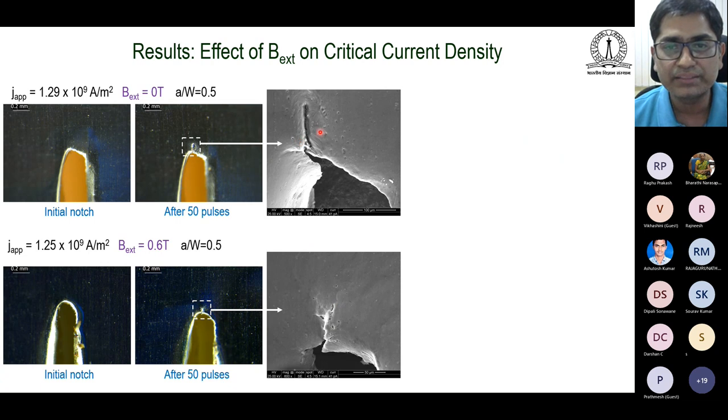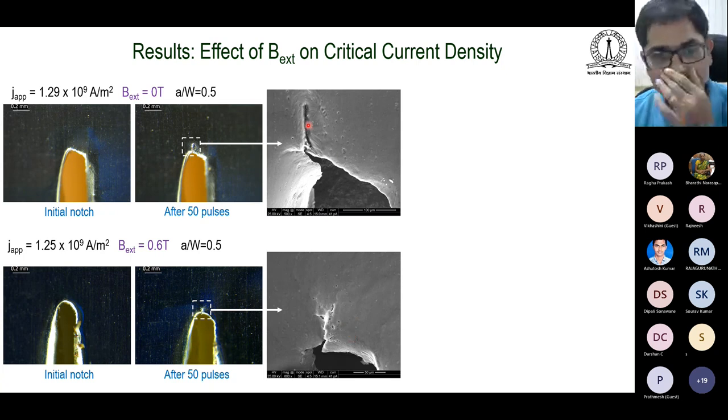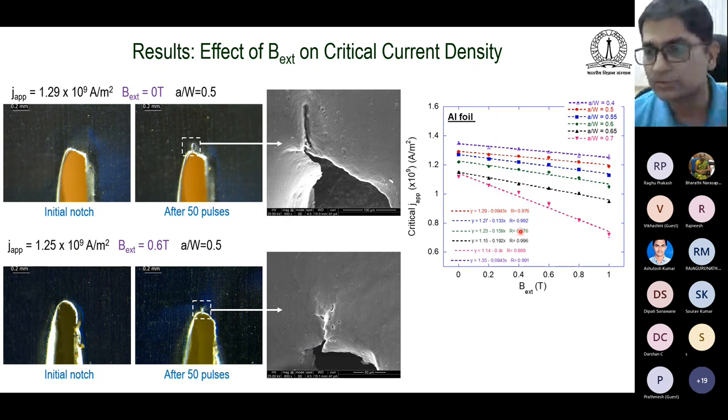Here, there's a lot of things happening around the crack as the crack is propagating at 0 Tesla, and not the same amount of things is happening when it is passing through 0.6 Tesla. And this is just a very small change in the current density, but it has such an impact on how much heat is spread.